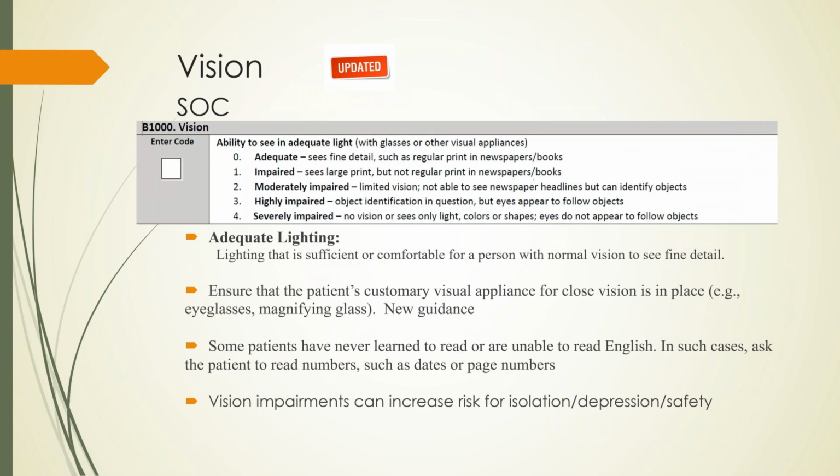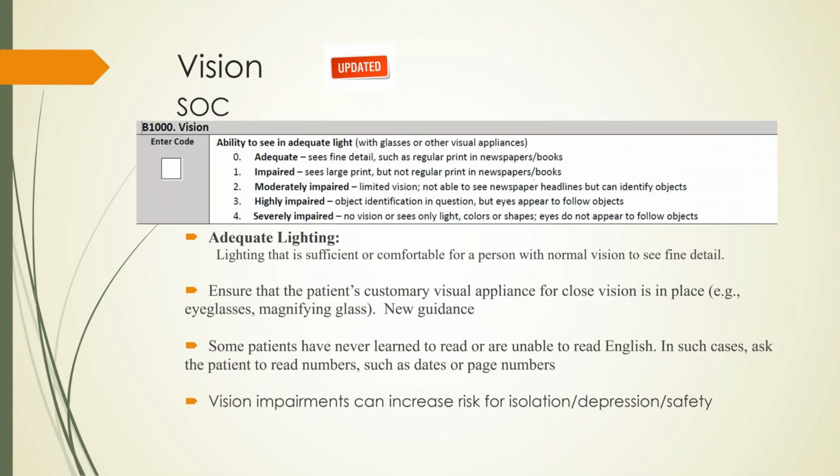So it's bright in here. If you have your appliance that you're supposed to be wearing on, can you see? That would be your normal vision. So that would be adequate. Impaired is, okay, you have to have things in a little bit larger print. Moderately impaired, vision is limited. You can't see newspaper headlines, but you can identify objects in the room. Highly impaired would be object identification is in question, but their eyes follow objects. It looks like they're kind of following things around them. And severely impaired would basically be blind, unable to see.